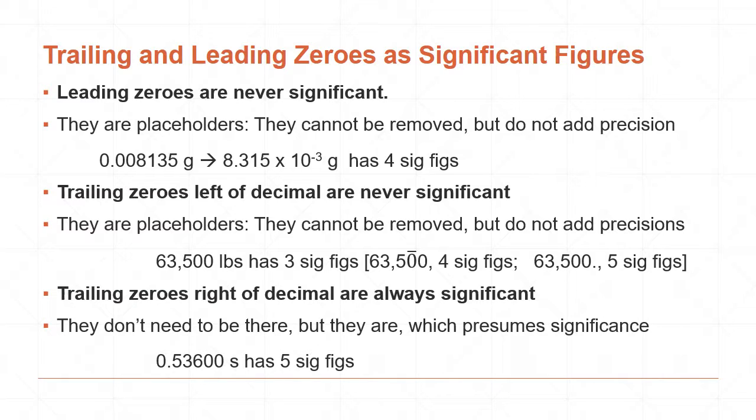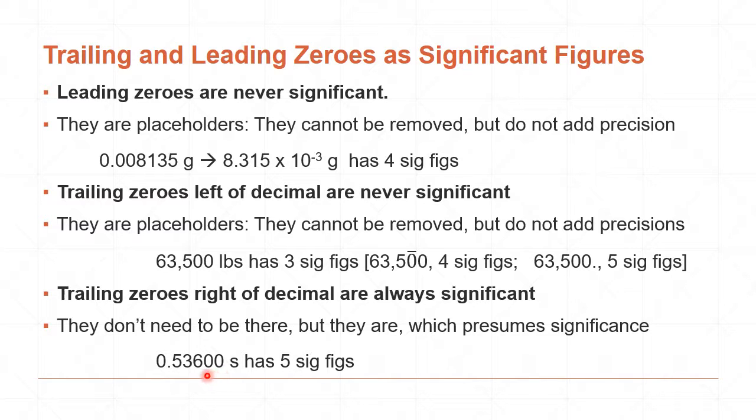Let's talk about the last case of trailing zeros, and that's where the zeros are right of the decimal place. Now here we're going to have to go by convention. Let's look at this example. This one has both a leading 0, which is not going to be significant, but it has 2 trailing zeros. Notice that these 2 zeros right of the decimal place don't really need to be there. There's not going to be any difference if I write 0.536 or 0.53600. The result would be the same.